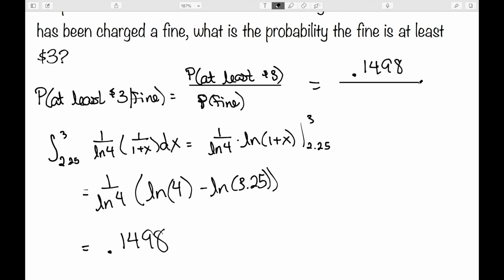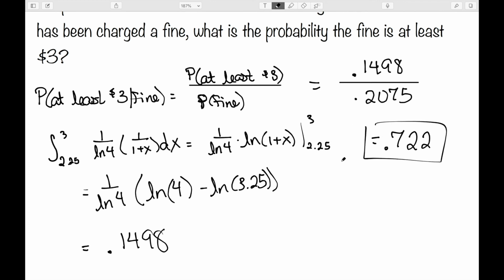The bottom, the probability of getting a fine, is what we looked at in the last example. We got 0.2075. Simplifying, we get 0.722. So the probability that their fine was at least $3 if we know they got a fine is 0.722.